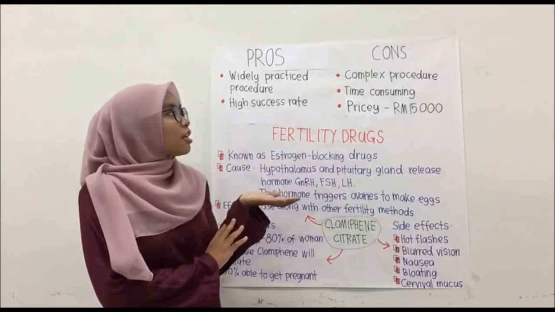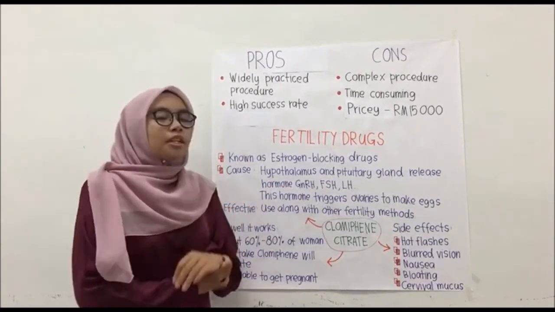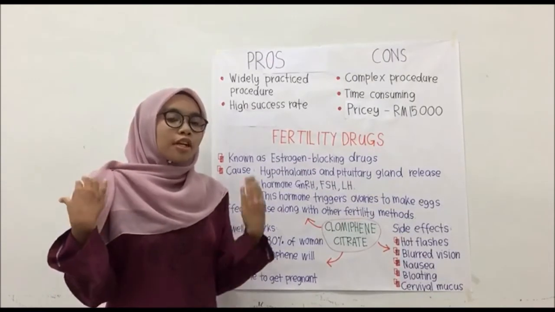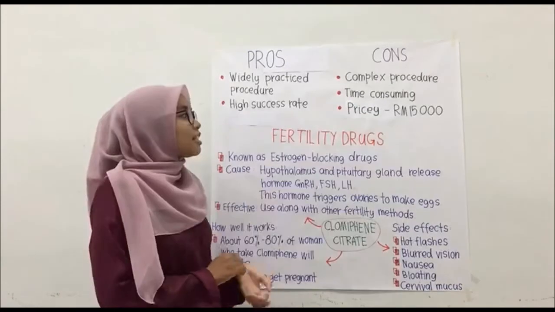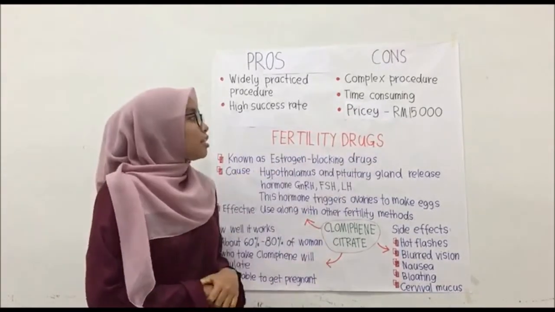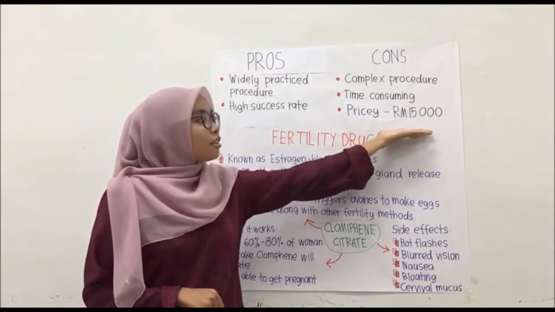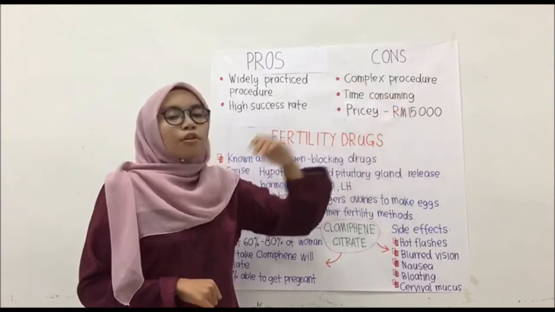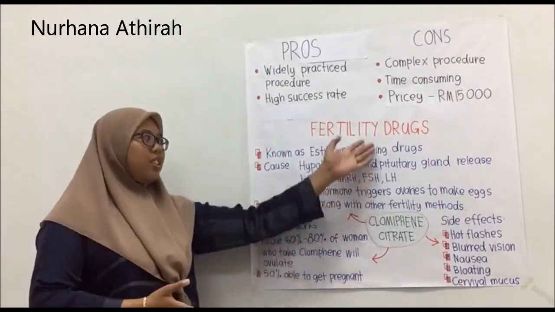Next is cons. The first point is complex procedure. This is because it involves organs inside the body. Next is time consuming, because it takes a longer time. Then it is pricey. As you can see here, the price is about $50. We now continue with another method to assist in pregnancy, which is fertility drugs.